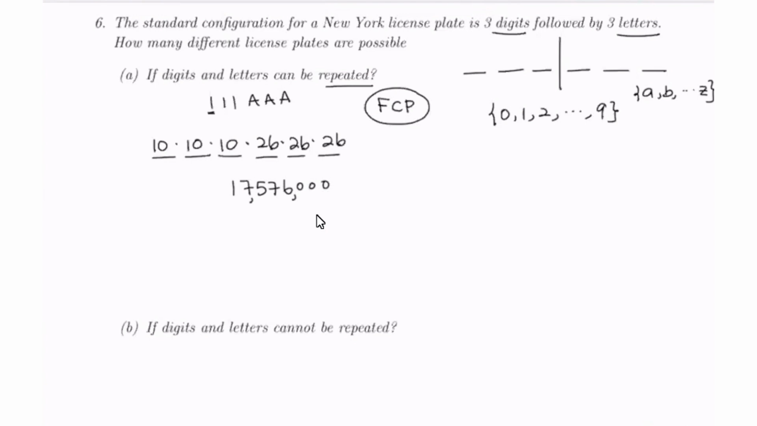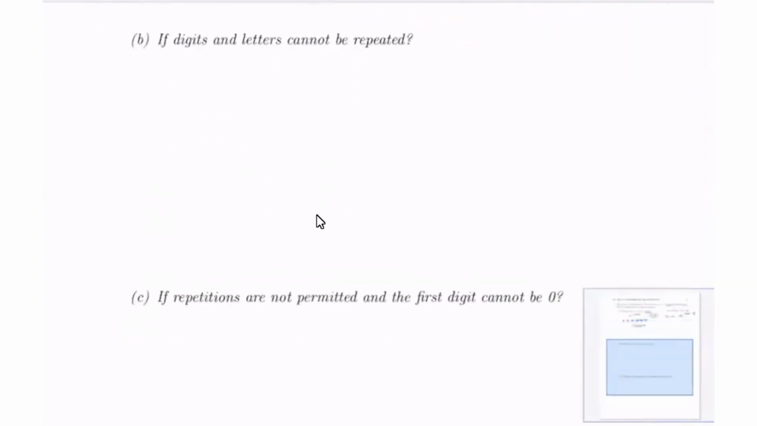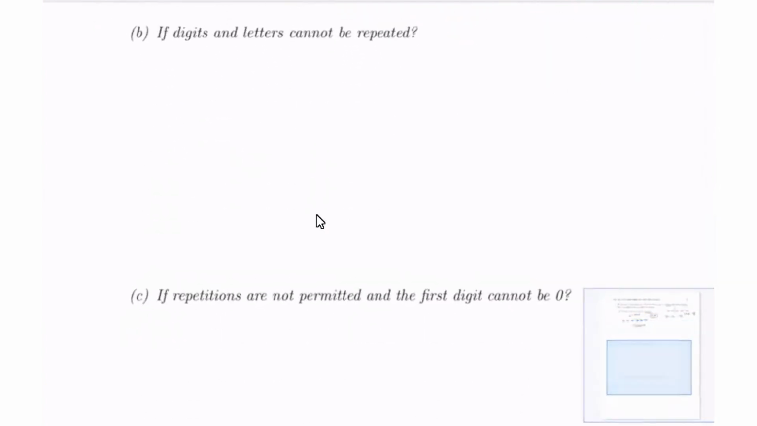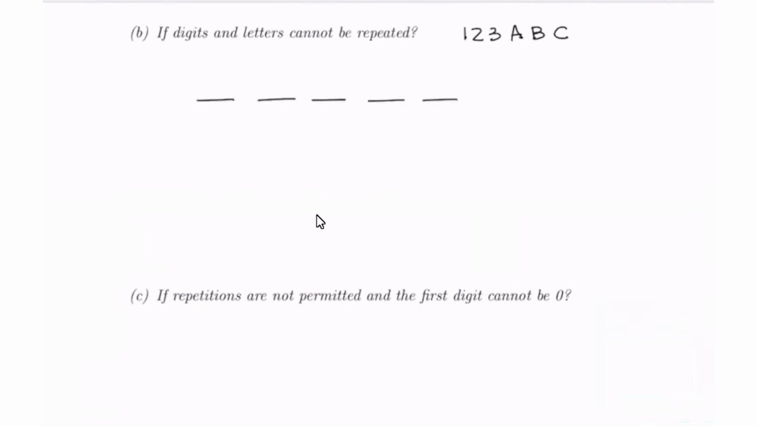All right, let's look at the next one. If digits and letters cannot be repeated: suppose I pick one digit, I cannot pick the same one, so I have 9 for the next one, then 8. For letters, I start with 26, the next one is 25, the next is 24, because I cannot repeat. Multiply.